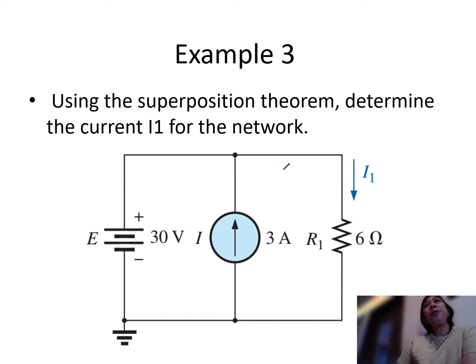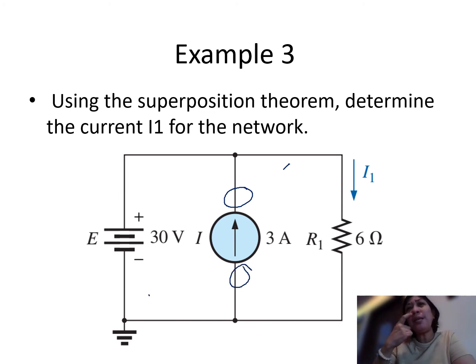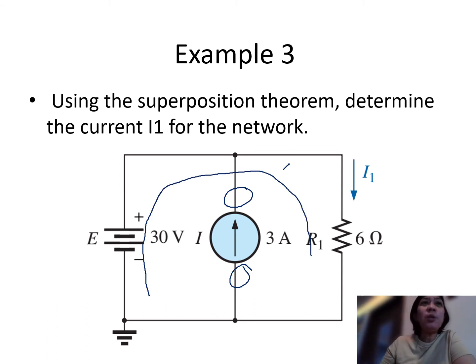So let us first solve the circuit using the voltage source. Again, what will happen? If we do that, the current source will serve as an open circuit. So if this is an open circuit, this is simply a series circuit. Since this is already open, we can easily solve for I1. Let us call that I1 prime. This is when E acts alone.